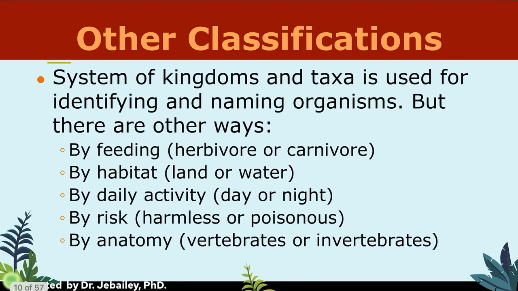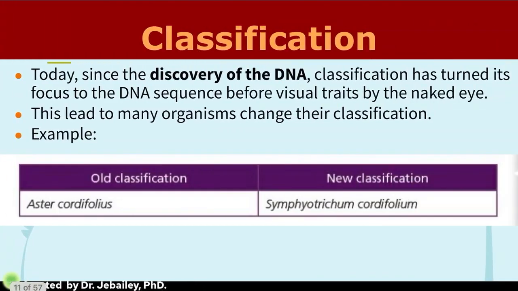Now, other types of classifications can happen. They can check the way they feed, the places where they live, what they do during the day or the night, what kind of risk they pose, like whether they are harmless or poisonous, and of course their anatomy. These are other ways that we name the organisms. We're looking at all these traits in order to classify them.